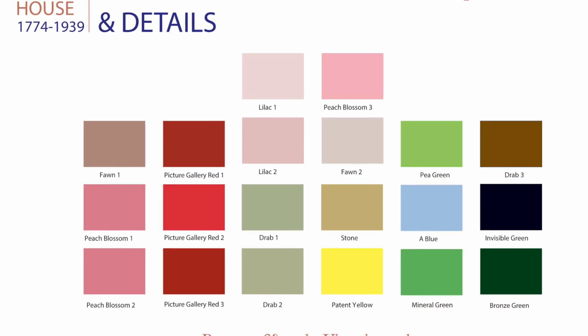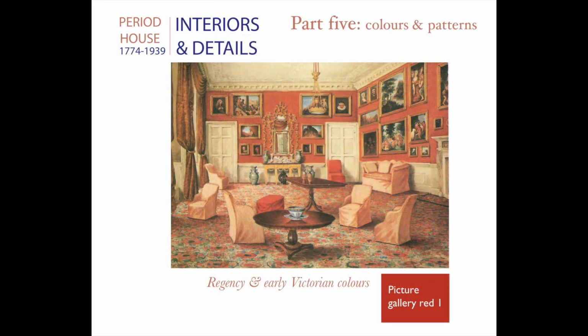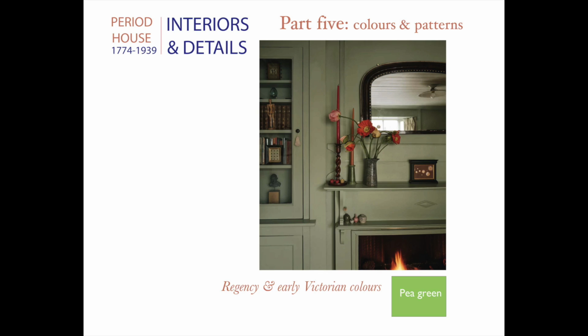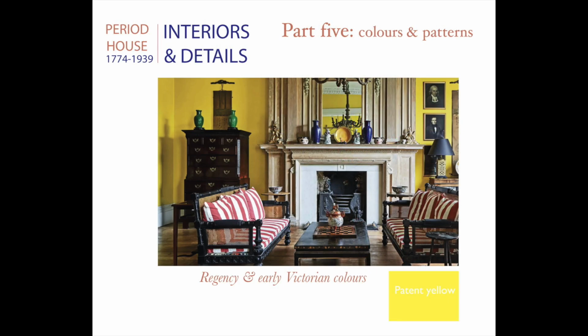Colours came from a stronger palette as pre-mixed paints became available from colourman's shops. Red was archetypal as a proper tint of crimson or picture gallery reds. These were regarded as the best ground for pictures. Green was still popular for drawing rooms, bedrooms and libraries. Yellow could be regarded as controversial.